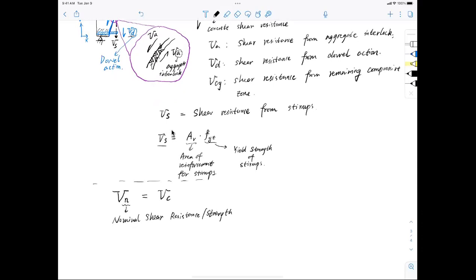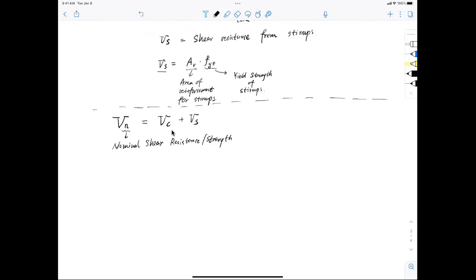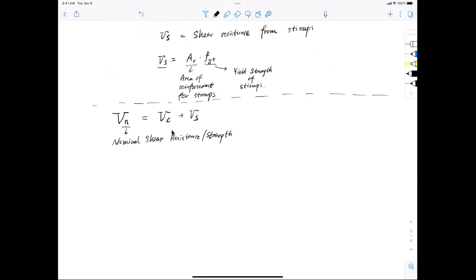Now Vn should equal Vc, which is the concrete part. Let me do a division line here so you won't muddy the water. So Vc is from the concrete plus Vs. Naturally, the total shear resistance of the section comes from both the resistance of the concrete and the resistance of the stirrups. So this is the nominal shear resistance.